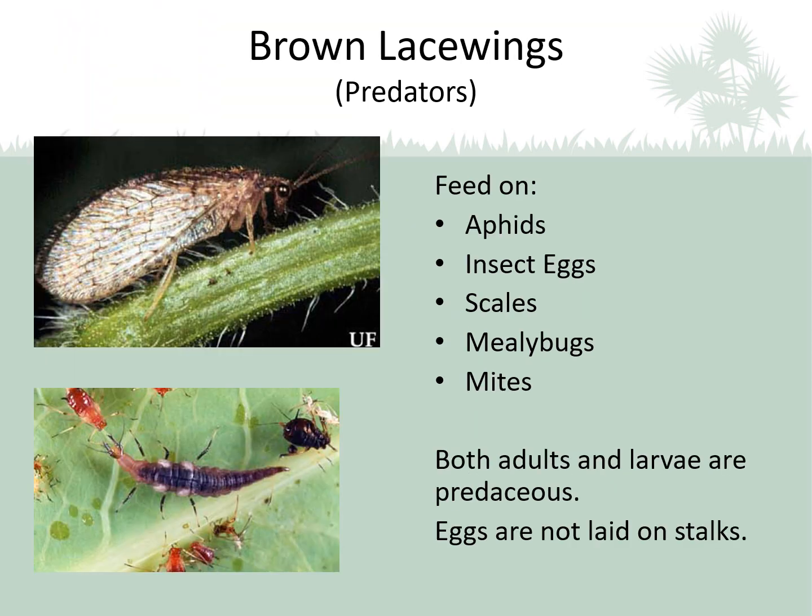Brown lacewings are less common than green lacewings and are smaller, approximately 3/8 to 5/8 of an inch long. They feed on aphids, insect eggs, scales, mealybug, and mites. And here both the adults and larvae are predaceous, and the eggs are not laid on stalks.